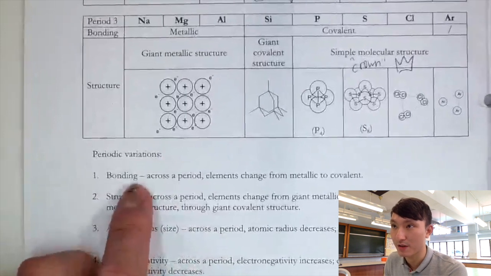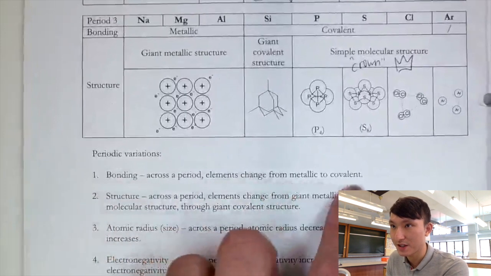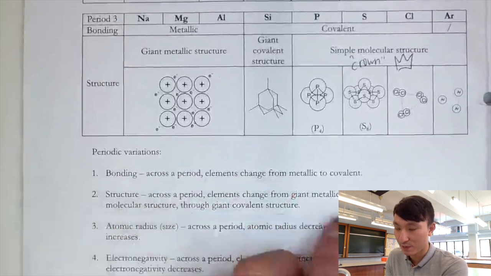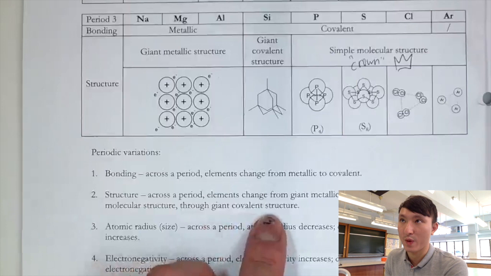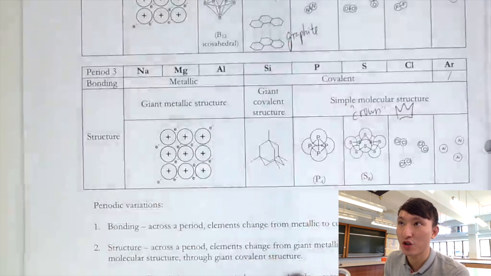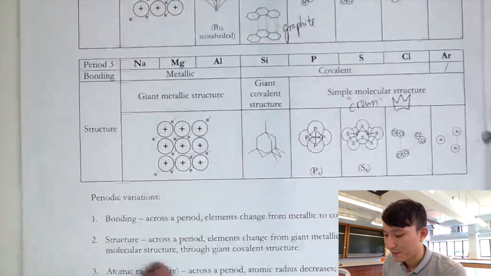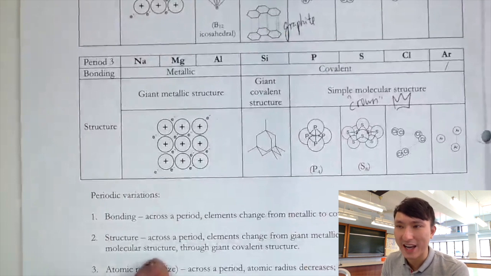This one we have mentioned: the bonding changes from metallic to covalent. The structure changes from giant metallic structure to simple molecular structure through giant covalent structure. We have the giant covalent structure sandwiched in between. By the way, what about giant ionic structure? Because we know that we have 3 bondings and 4 structures, right?